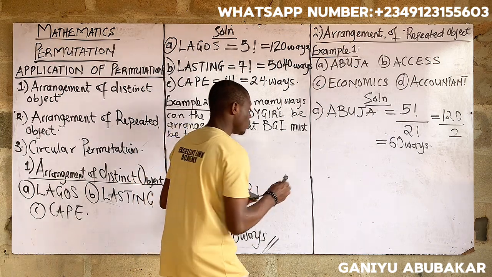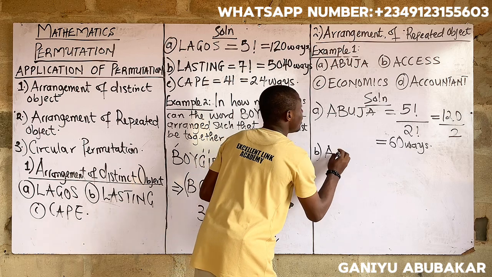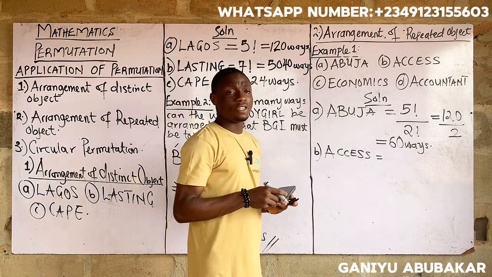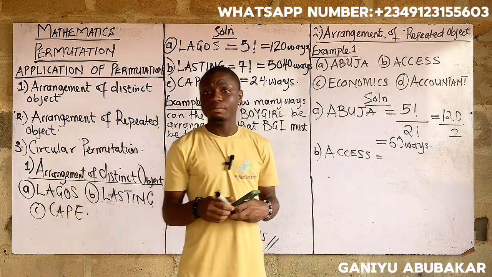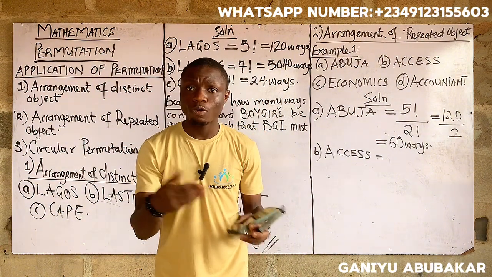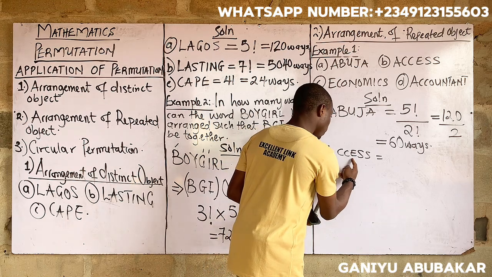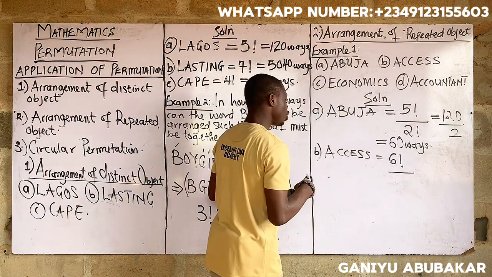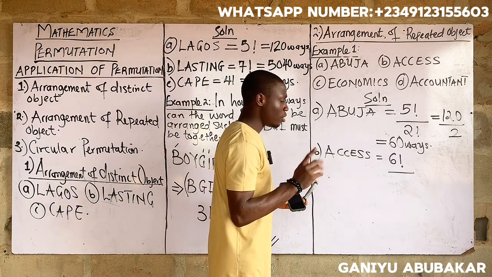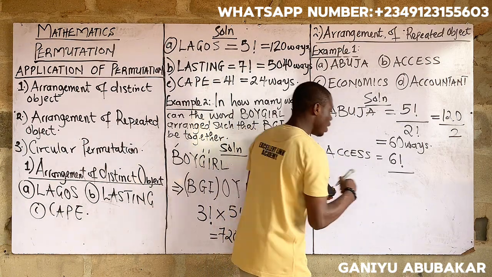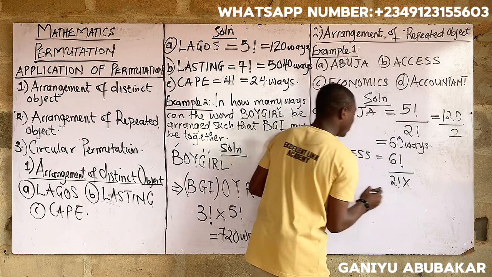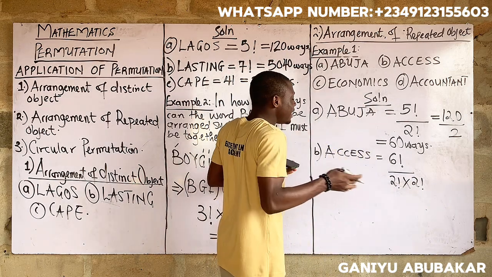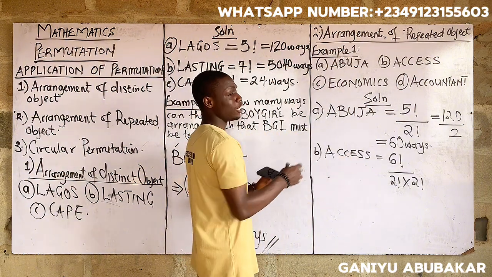Let's do number 2. For B, I have access. For access, how do you solve it? Observe that they are repeated. So the task is quite simple. Count the number first. So I have 1, 2, 3, 4, 5, 6. That becomes 6 factorial all over. Check: A is not repeated, but C occurs 2 times. For C alone, I have 2 factorial, times S is repeated 2 times, that becomes 2 factorial. Aside from that, E is just once and A is 1, so I'll stop at this point here.